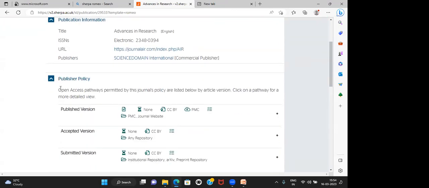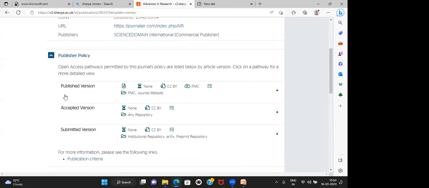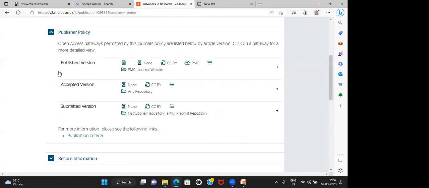And now, what information is available under the publisher's policy? This is the very important part of this service. You will find the 3 versions: published version, accepted version, and submitted version. Do you know what is the difference between these 3 versions?